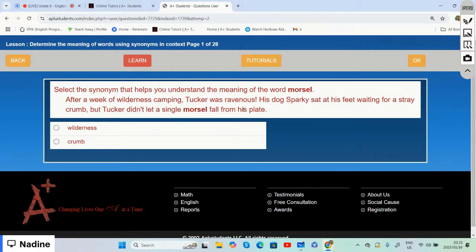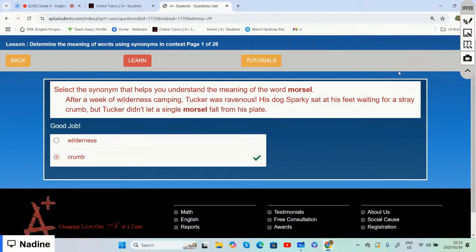All right, and if we were to choose the correct word or the meaning of the word morsel, we can say it is crumbs. He didn't want any crumbs to fall from his plate. Well done.